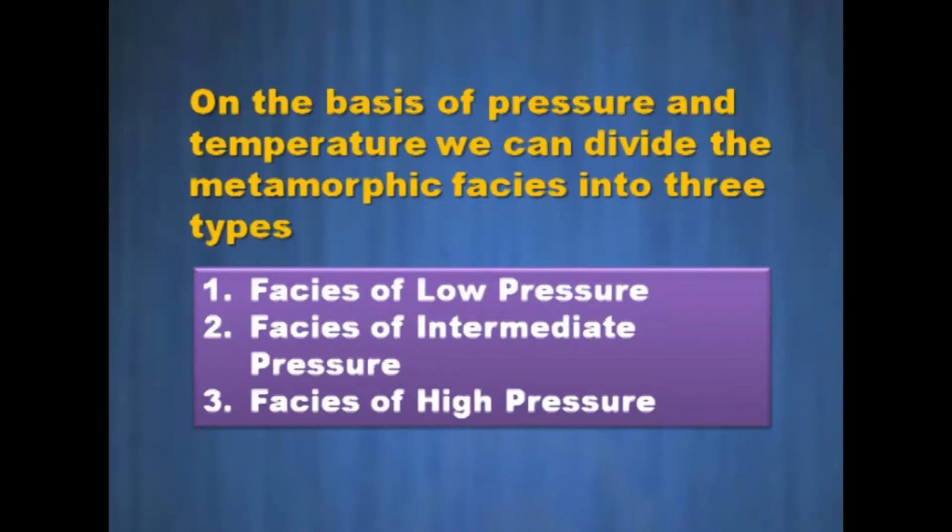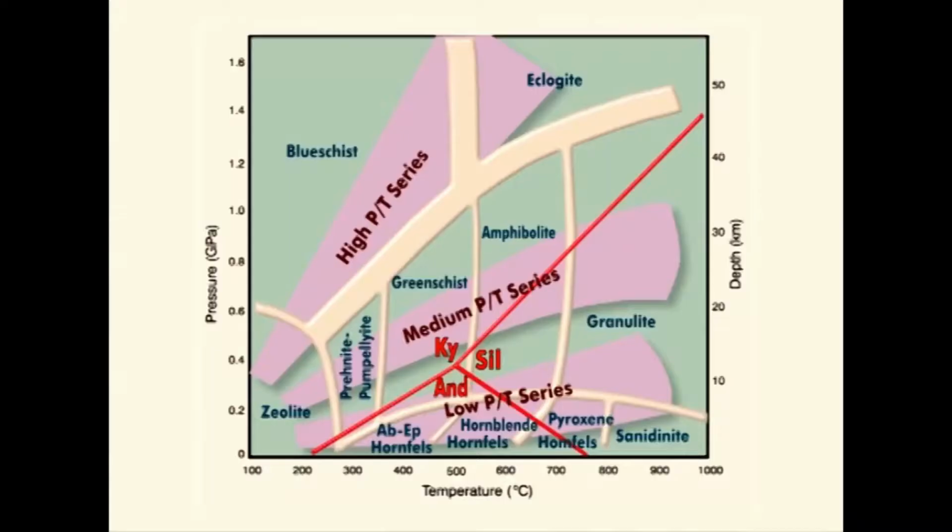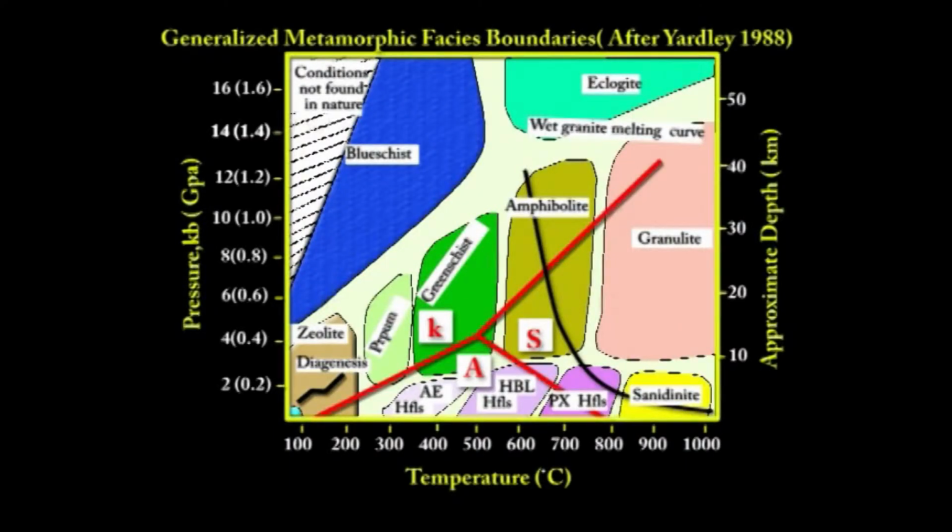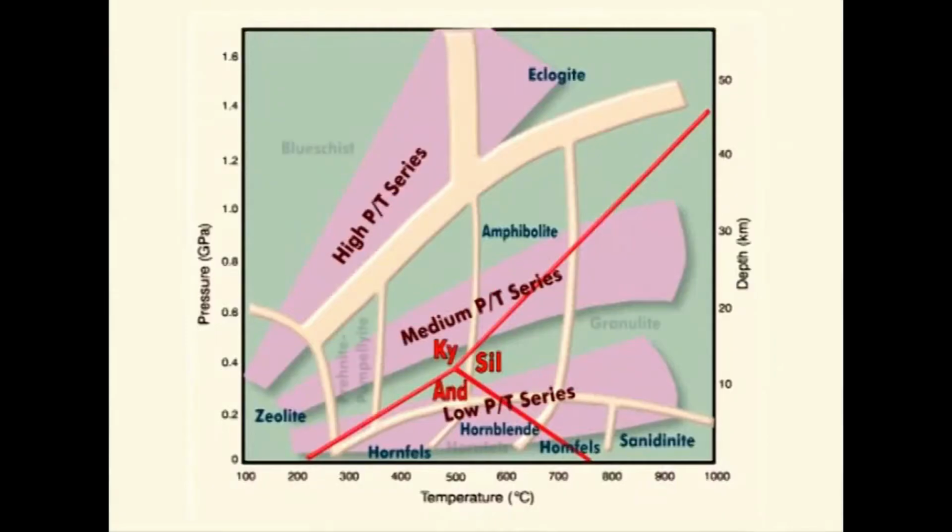On the basis of pressure and temperature, we can divide the metamorphic facies into three types: first, facies of low pressure; second, facies of intermediate pressure; and third, facies of high pressure. Miyashiro originally recognized three different facies series. First, a zeolite, prehnite-pumpellyite, blueschist, eclogite type.